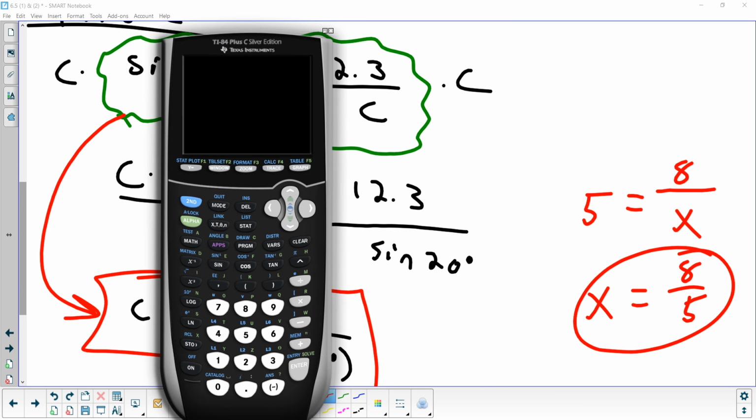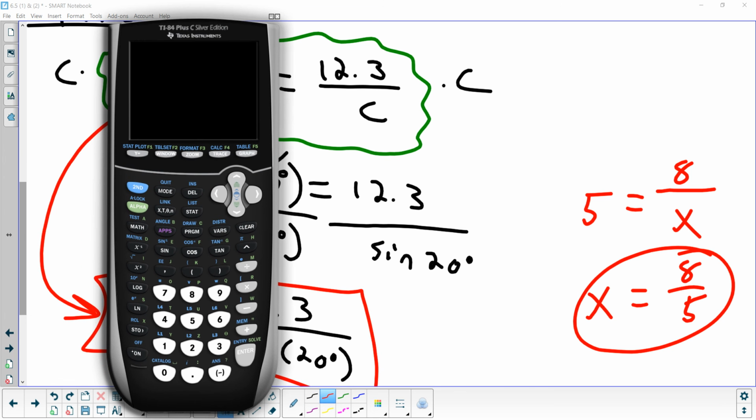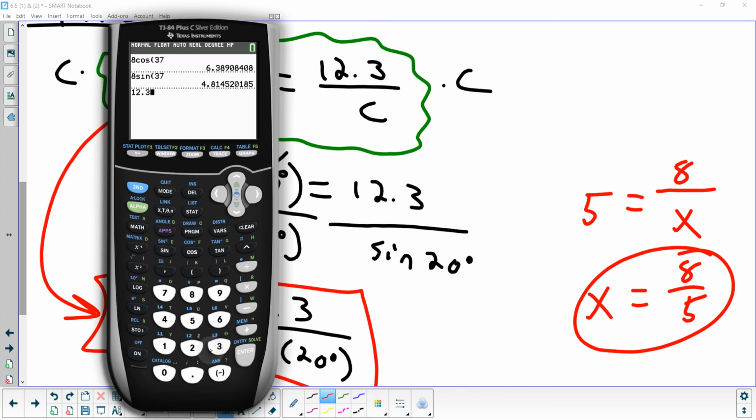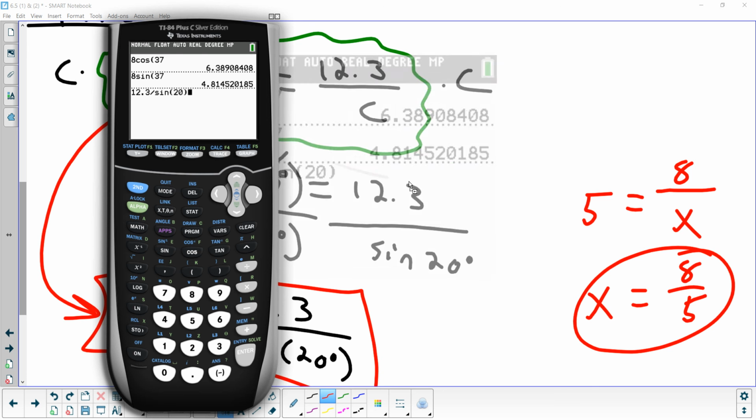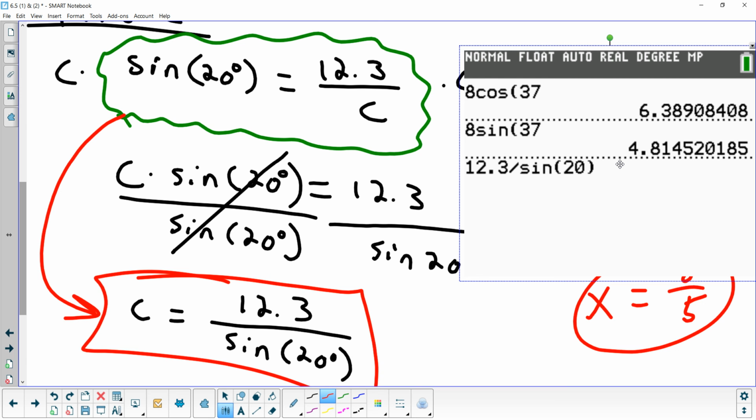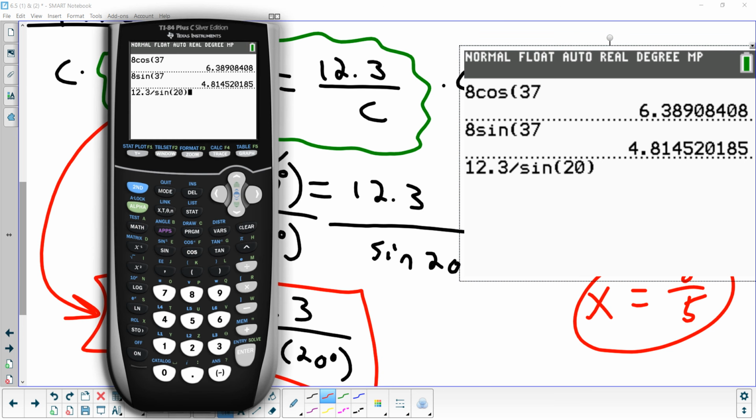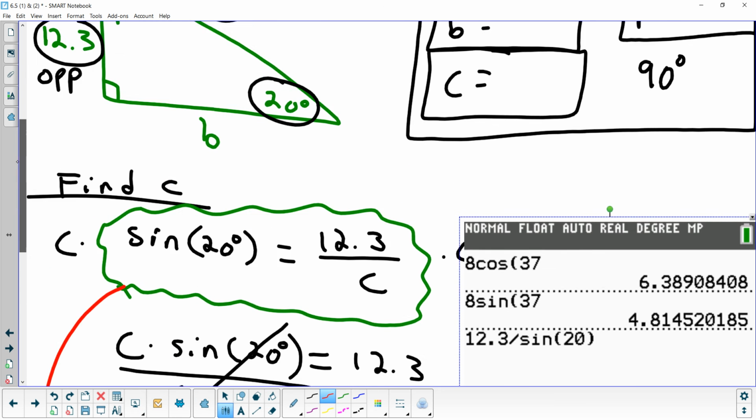Okay, and let's type that in. 12.3 divided by sine 20. Not really too much you can mess up typing that in. You don't have to put extra sets of parentheses or really anything like that. So just type it in, and you get 35.963.